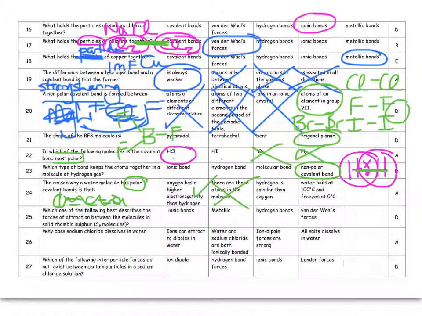Hydrogen is smaller than oxygen. So what? It doesn't cause polarity. And water boils at 100 degrees and freezes at 0 degrees. It's a true fact, but it doesn't cause polarity. So A is my correct answer.